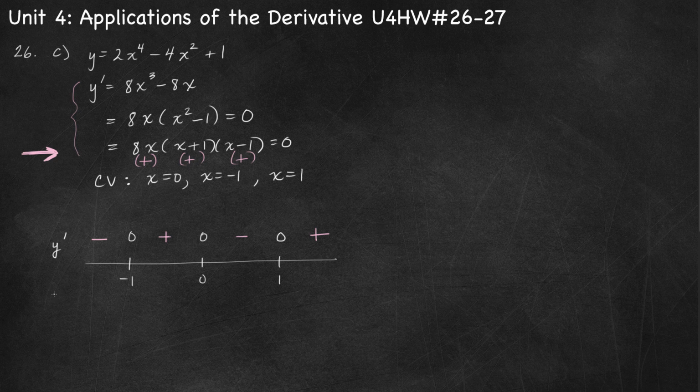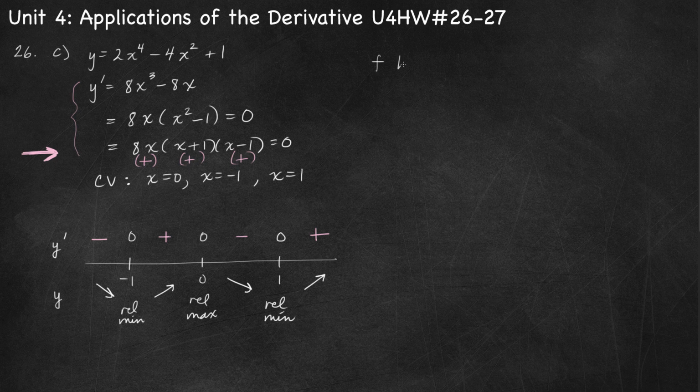And now I can see that my original function y is decreasing until negative 1, then increasing until 0, decreasing until 1, and then increasing after 1. So I have a relative min when x is negative 1, a relative max when x is 0, and a relative min when x is positive 1.